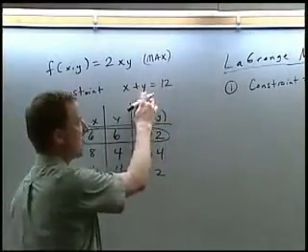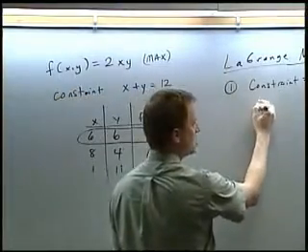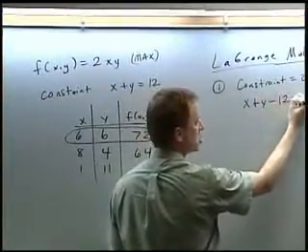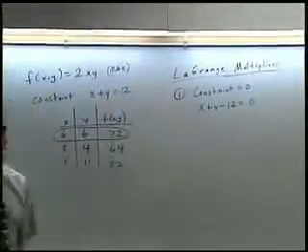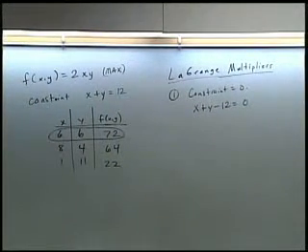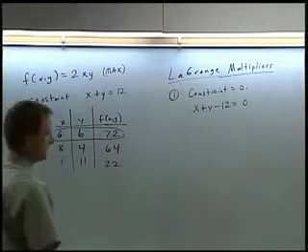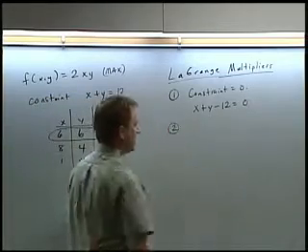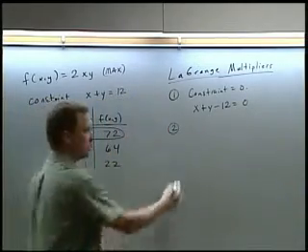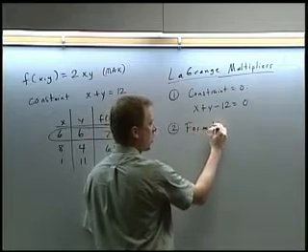Okay? So I'm going to subtract that 12 over to the left side, and so for our problem, the constraint equation equal to 0 is this, x plus y minus 12. Okay? All right, step 2 is to, what they say, form the Lagrange function.